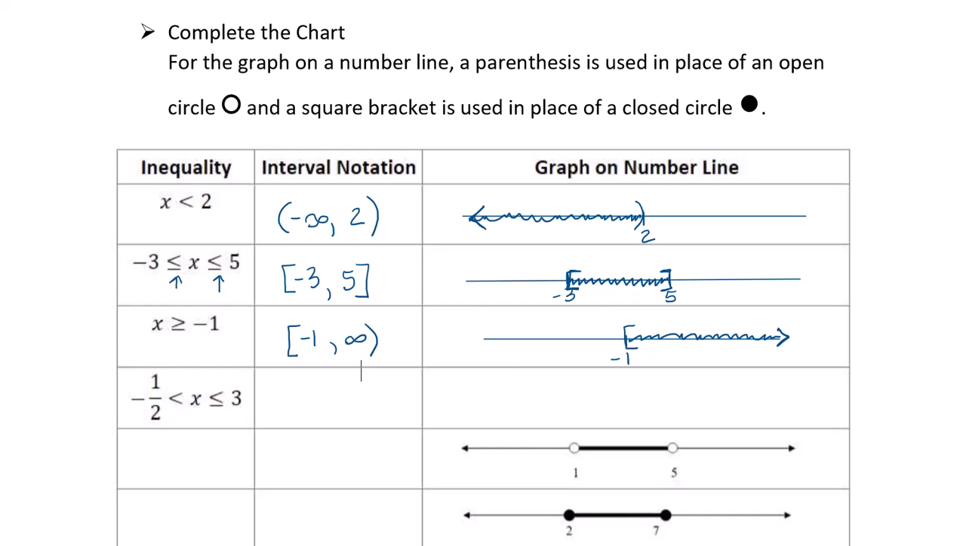-1/2 is less than x is less than or equal to 3. Again, let's go ahead and graph the number line. We'll put on there a -1/2 and a 3. And x is literally between -1/2 and 3. So our shading is between -1/2 and 3. We're not going to include the -1/2, so we'll put a rounded parenthesis, and then the 3 is included, so we'll put a square bracket.